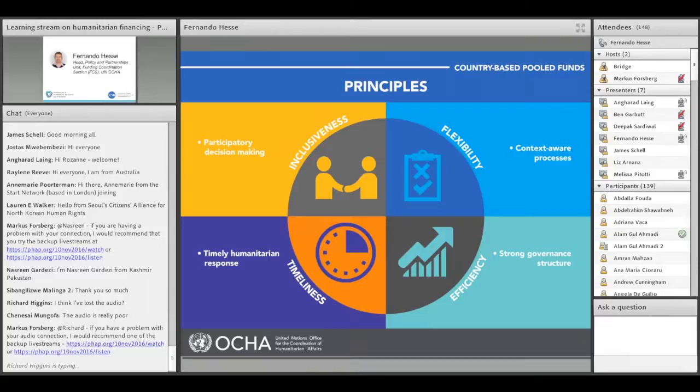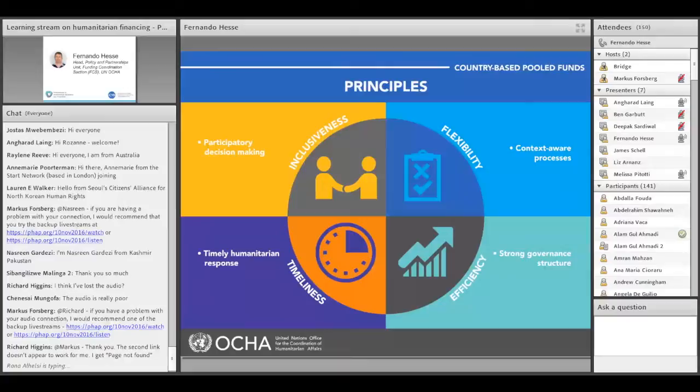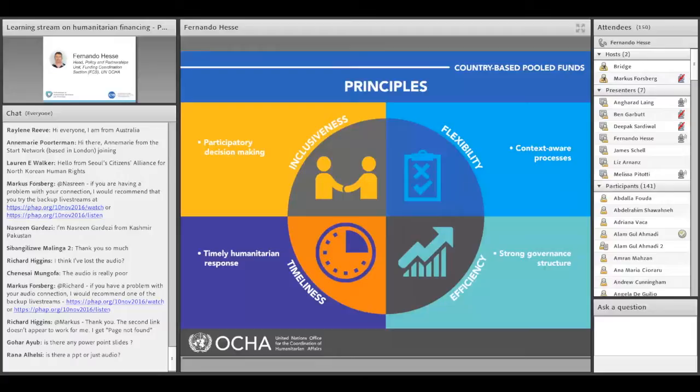Country-based pooled funds are guided by the fundamental humanitarian principles of humanity, impartiality, neutrality, and independence. Building on those pillars, the principles of inclusiveness, flexibility, timeliness, and efficiency underpin how CBPFs function and are demonstrated through the country-level process. On inclusiveness, the CBPFs are managed to include national and international actors in meaningful ways, in governance and strategy, as well as possible funding. Flexibility refers to the recognition that the programmatic focus and funding priorities of CBPFs are set at the country level and may shift rapidly, especially in volatile humanitarian contexts. Timeliness of CBPFs as response mechanisms follows their ability to allocate funds and save lives as humanitarian needs emerge or escalate. And finally, efficiency, by which CBPFs enable timely responses to prioritized humanitarian needs.